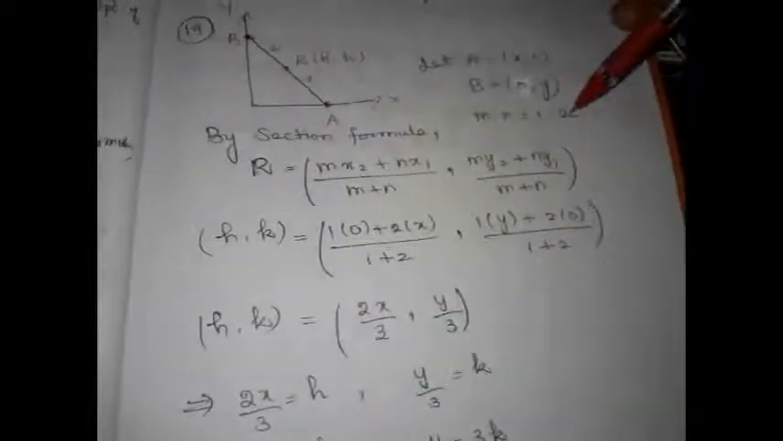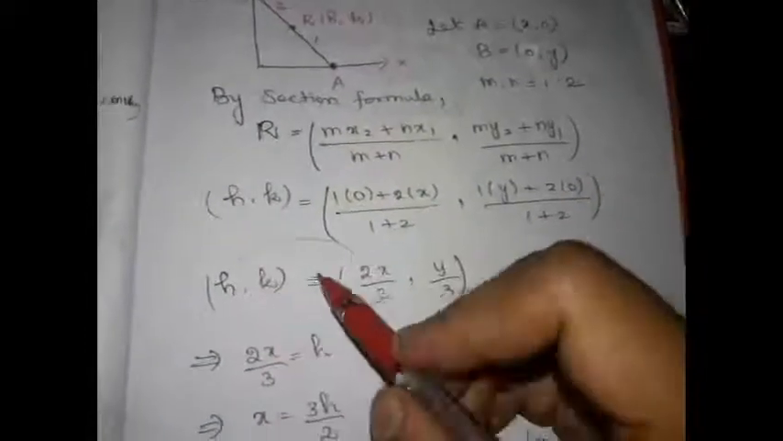So section formula, h and k, the same way, the ratio is 1:m. The points are (x, 0) and (0, y). Substitute. Obviously we will get in terms of h and k only. The same way equate the x coordinate and y coordinate. We obtained x as 3h by 2 and y as 3k, right?